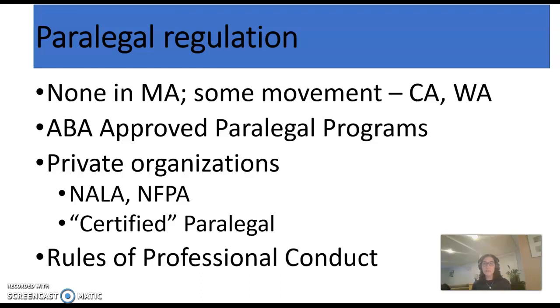So for homework this week, you'll have a chance to at least peruse those rules and answer a little bit of questions about them. But as I mentioned, in later units this semester, we'll be diving in a little deeper into some of those rules of professional responsibility.